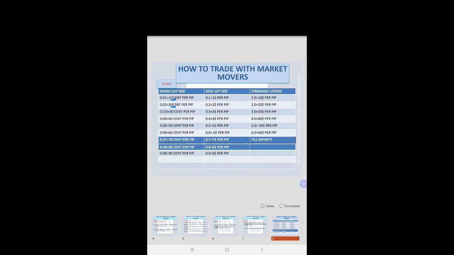So this is how to break down the lot size. I have 0.01 here and I have 10 cents per pip. 0.02, 20 cents per pip, and 0.03, I have 30 cents per pip, 40 cents per pip. This is it. So in this category it's called a micro lot, mini lot, and standard lot. All right.